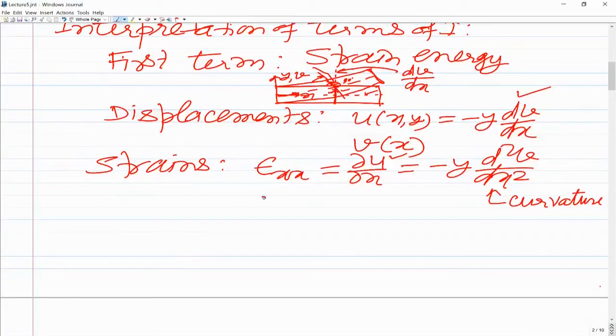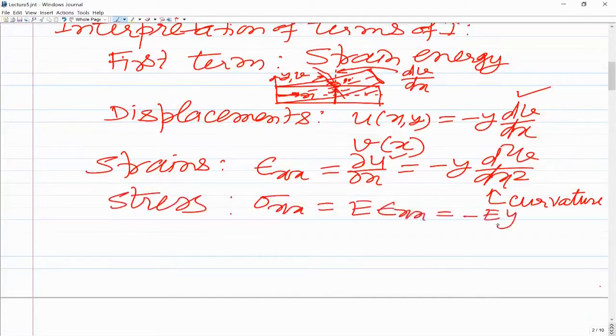And suppose similarly if you look at the stress, so stress is sigma xx. We are assuming that the material is linear elastic isotropic, so for that stress would be Young's modulus into strain, and which can be written as minus cy d2v by dx square. So this is the strain.